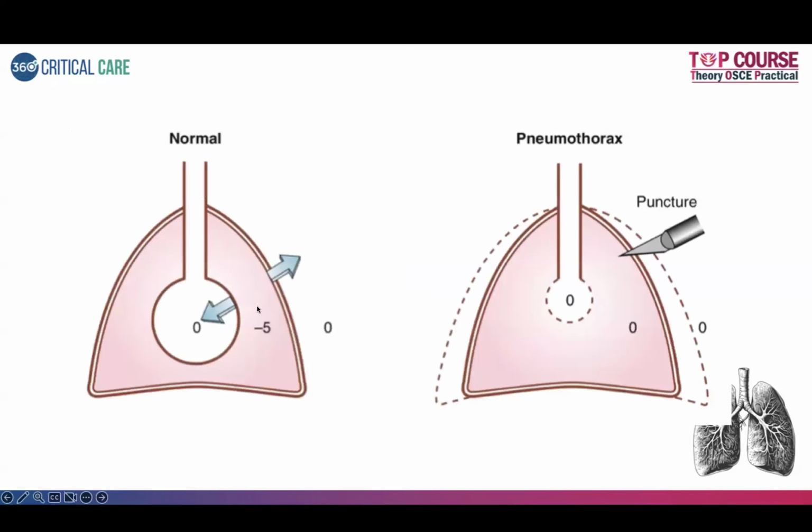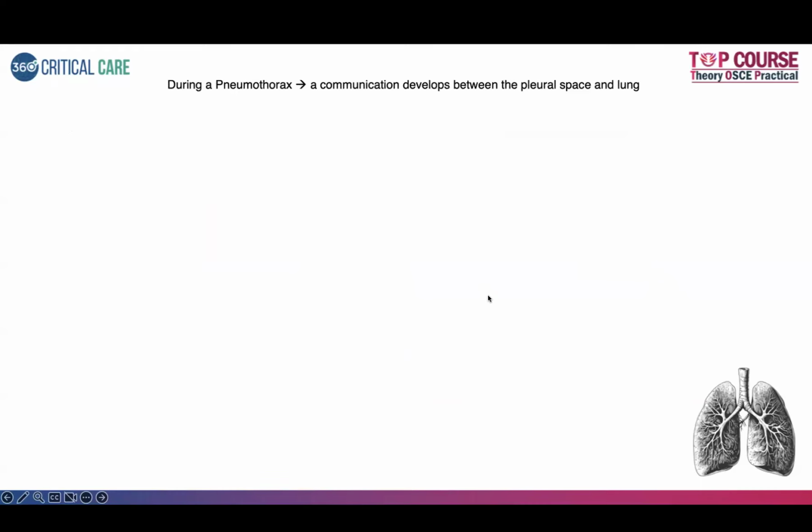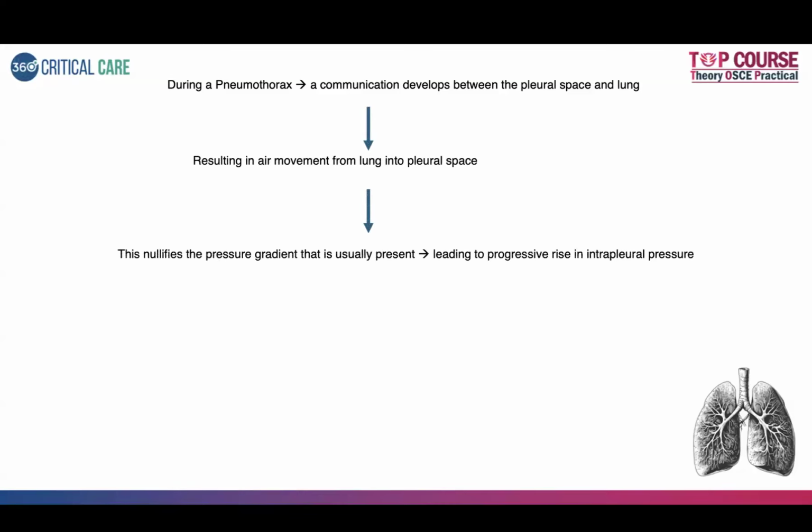As you can see here, there is a negative pressure or a pressure gradient that is generated because of the inward pulling of the lung and the outward movement of the chest wall. This mechanism is lost in pneumothorax. During a pneumothorax, a communication develops between the pleural space and the lung. This results in air movement from the lung into the pleural space. Because of this, there is nullification of the pressure gradient that is usually present, and that leads to a progressive rise in the intrapleural pressure.